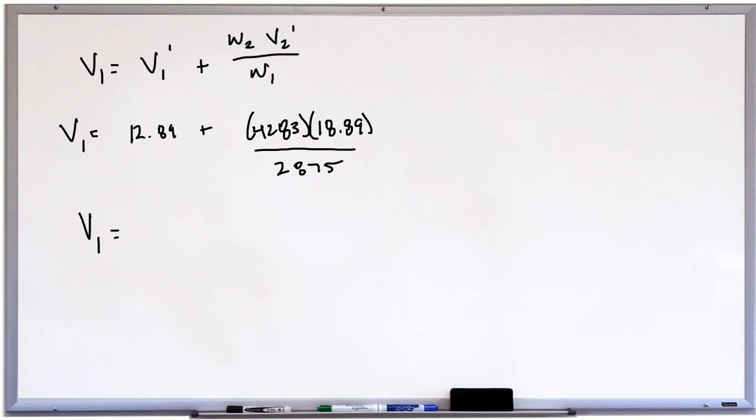So we'll say that V1 is equal to 12.89 plus, we work all this out and we'll wind up with 28.14. So we add these together and we are at 41.03 miles per hour. Not bad, because we know our impact speed is 40.08 miles per hour. So we've overestimated it just a little bit.